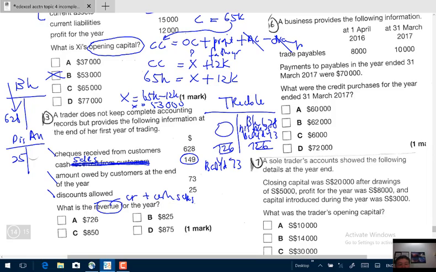And what do you think this is? 726. Yes, this is your credit sales. Therefore, the sales here is 726 plus 149. 726 plus 149, people. Total sales is 875. So your answer is 875. There you go.